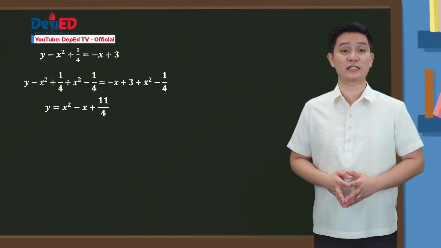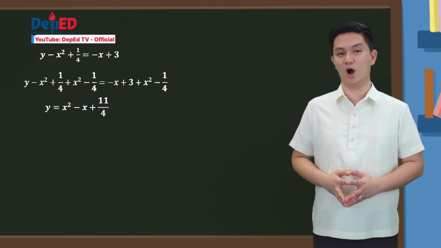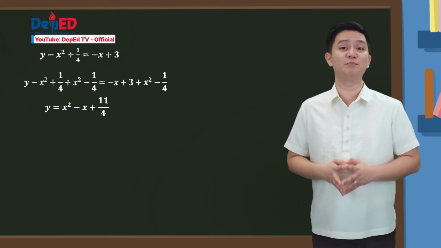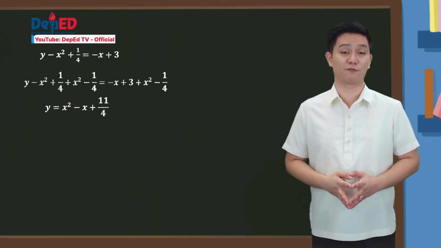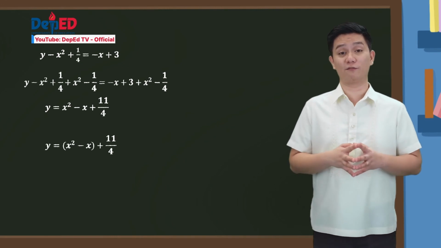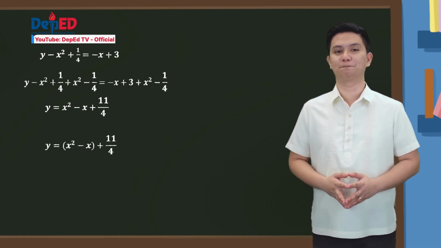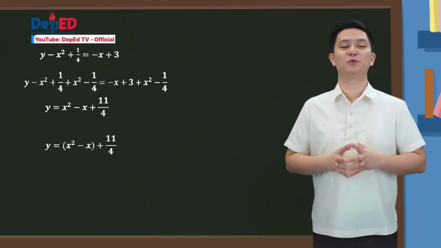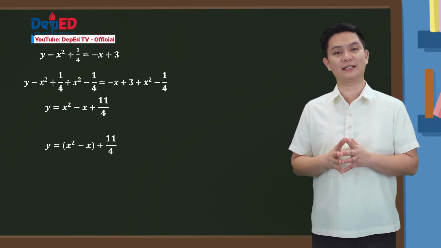The leading coefficient is 1, the invisible one. It's positive. Hence, the function has a minimum value and the parabola's vertex is its minimum point. Let's separate the terms with the variable from the constant term. The leading coefficient is just 1. Thus, we can proceed now to completing the square.